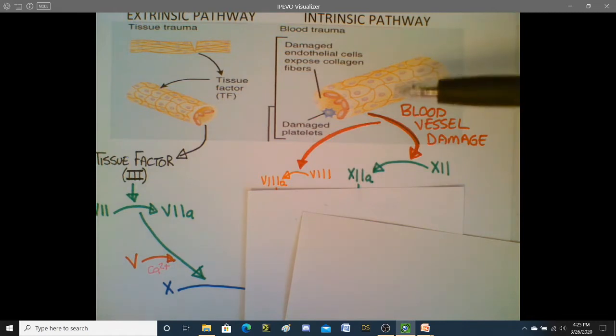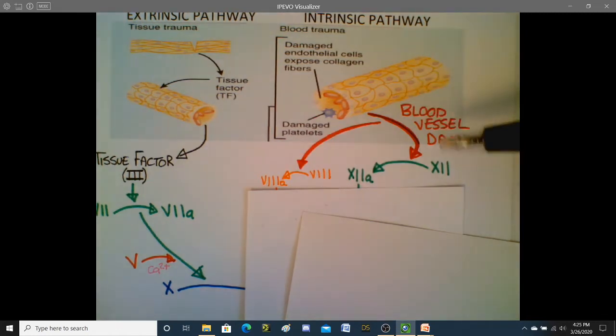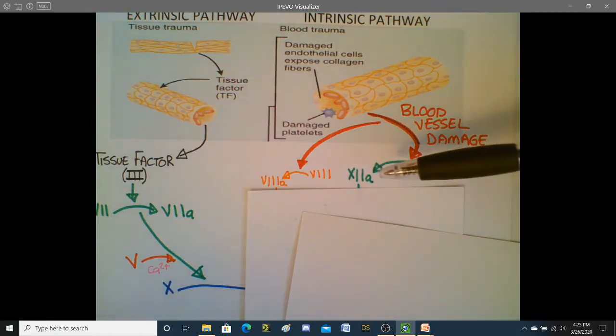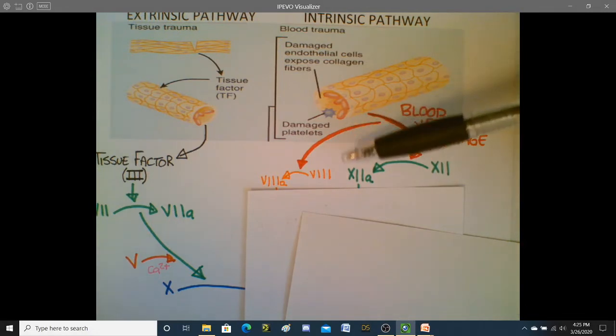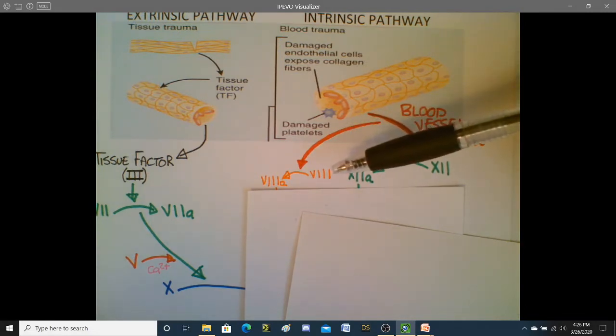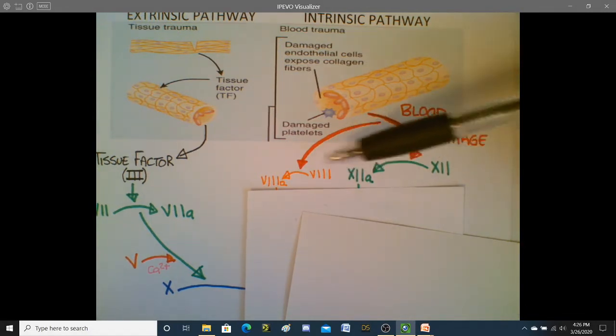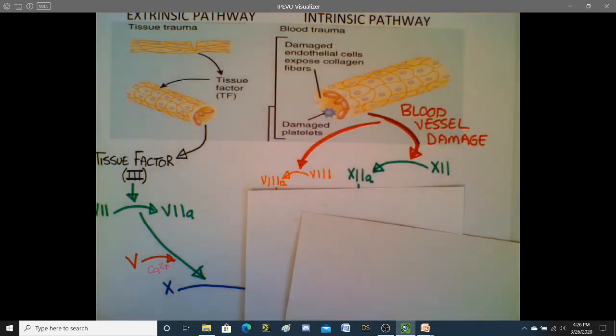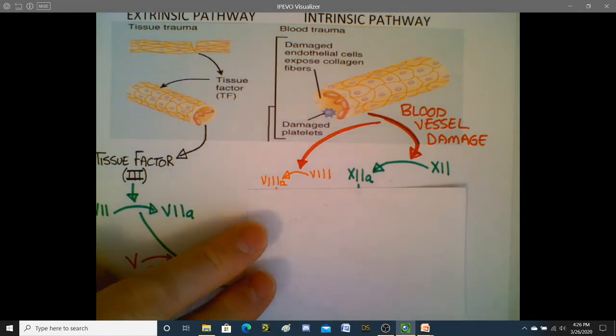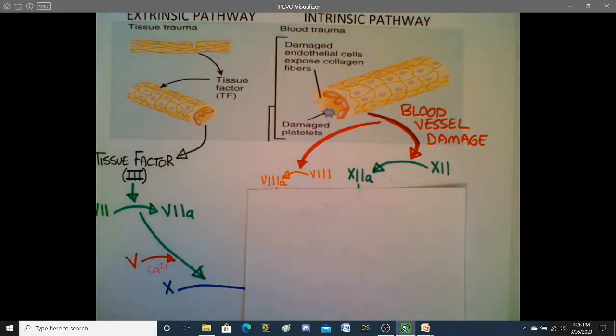So this broken blood vessel is going to activate clotting factor 12. So clotting factor 12 goes from inactive to active. And the same thing is going to happen with clotting factor 8. Clotting factor 8 goes from being inactive to active. Now, again, we're going to have this cascade of events. All right, so ignore 8 for a second, and let's just follow this green pathway where we've got 12.